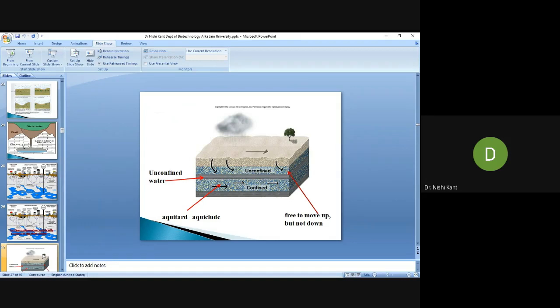Now, confined and unconfined aquifer. Confined is the groundwater in an aquifer with a lower and upper barrier to movement. There is an aquitard located immediately above and below the aquifer.